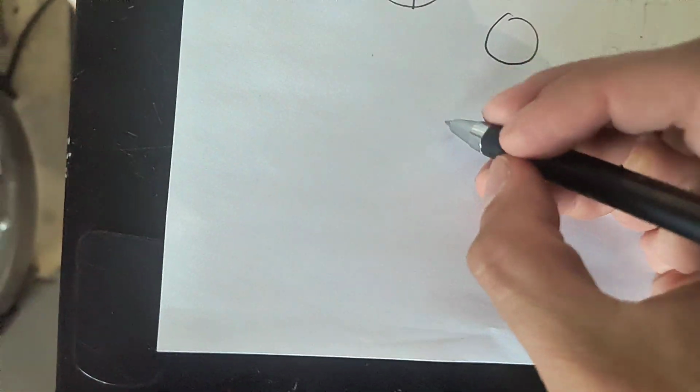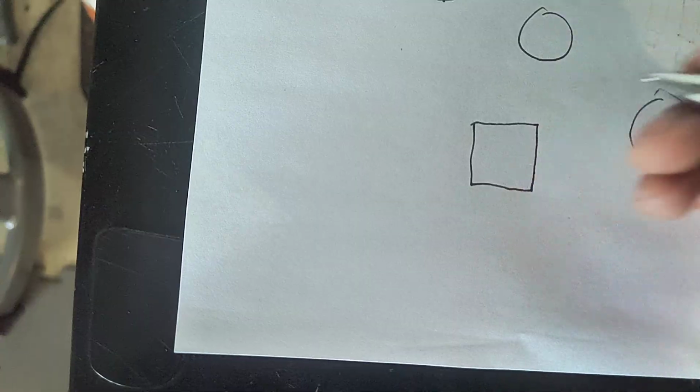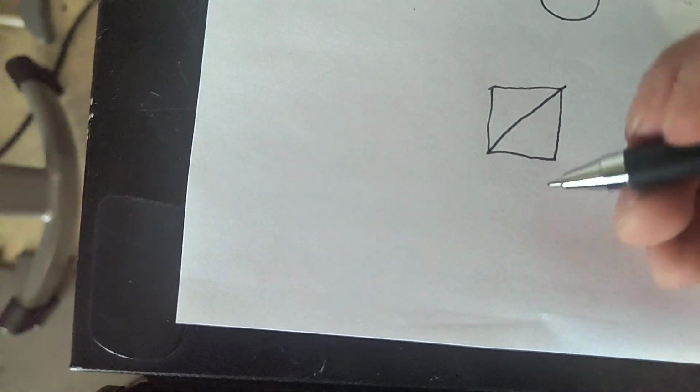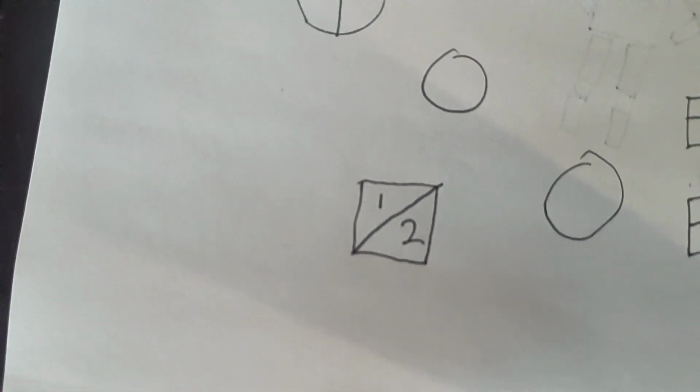And you can also do it across. Any line that's able to make two congruent halves, like this line, which made two congruent triangles, triangle 1, triangle 2, would also be a line of symmetry.